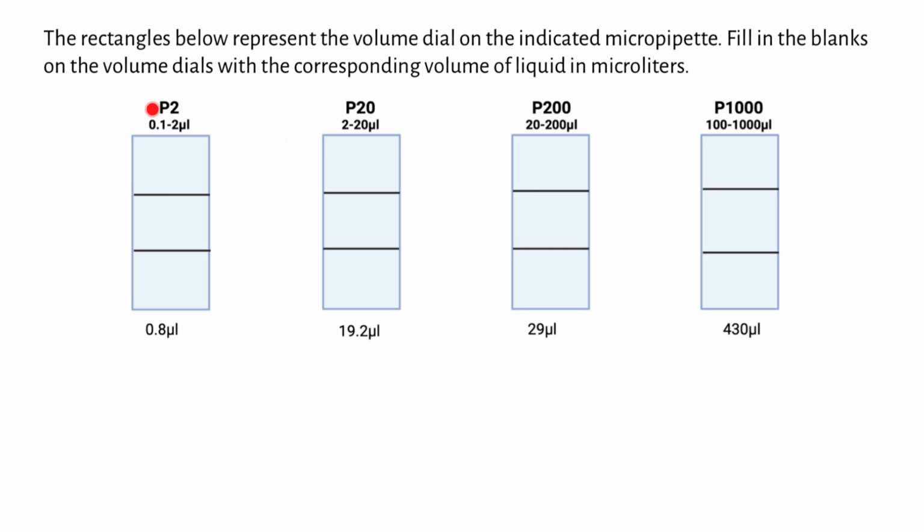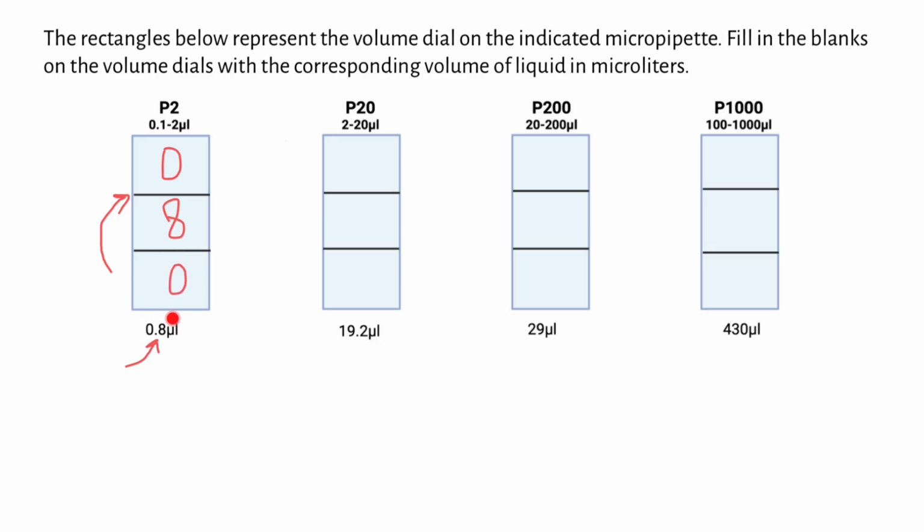The first micropipette is P2, and it measures volumes between 0.1 and 2 microliters. And as you see, we have a decimal point here, and on the dial the decimal point is going to be here. So the number which we are going to put here is going to be 0, 8, 0.